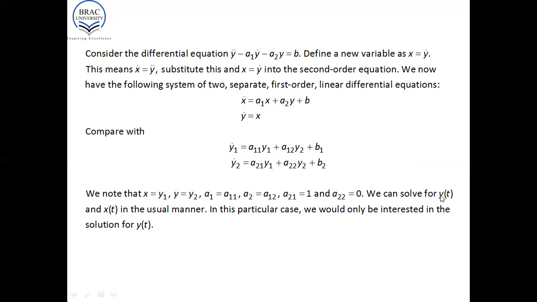Now we can solve for y of t and x of t in the usual manner using the direct method. You have the elements of the coefficient matrix, and then the characteristic equation will give you the roots, and you can solve for both equations. But of course, in this particular case, we would only be interested in the solution for y of t. And of course, you could also use the substitution method to solve this pair of equations, and you should go ahead and do it.